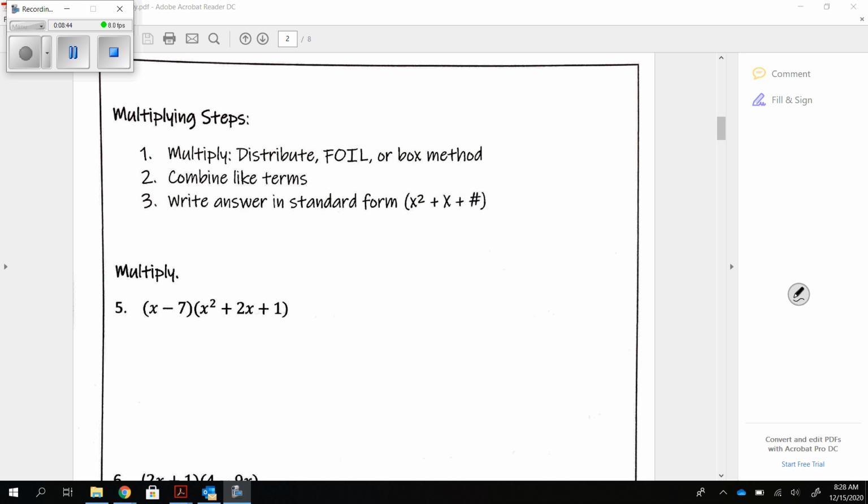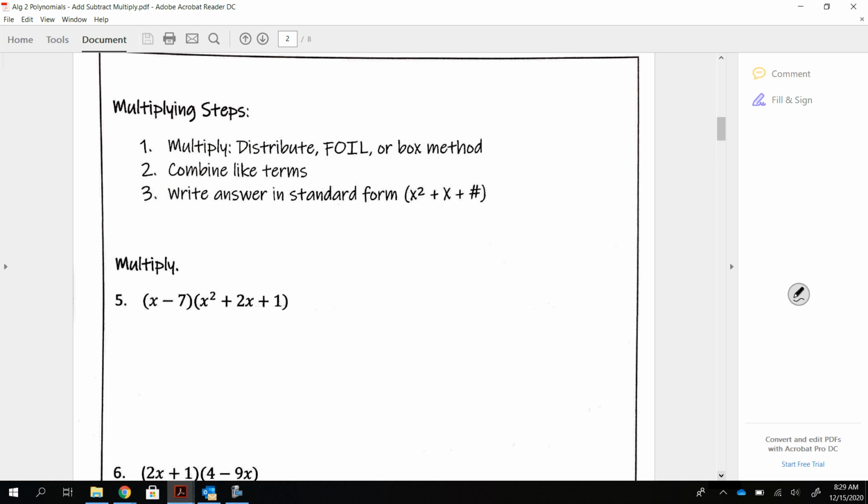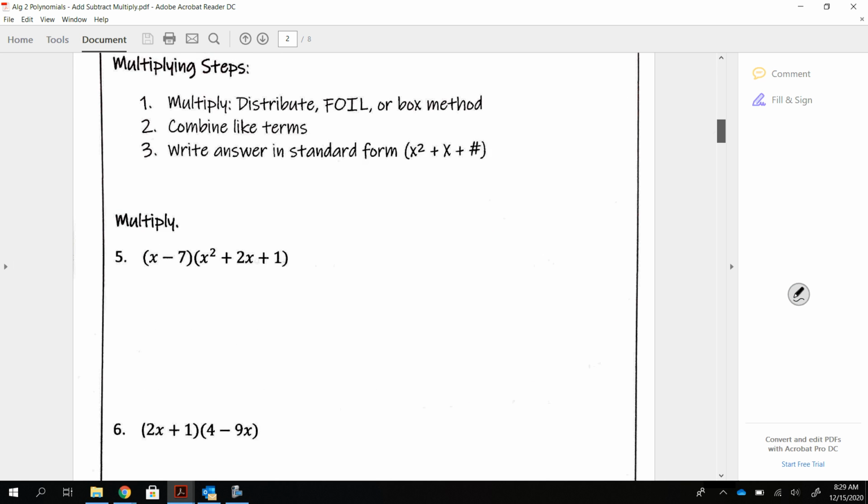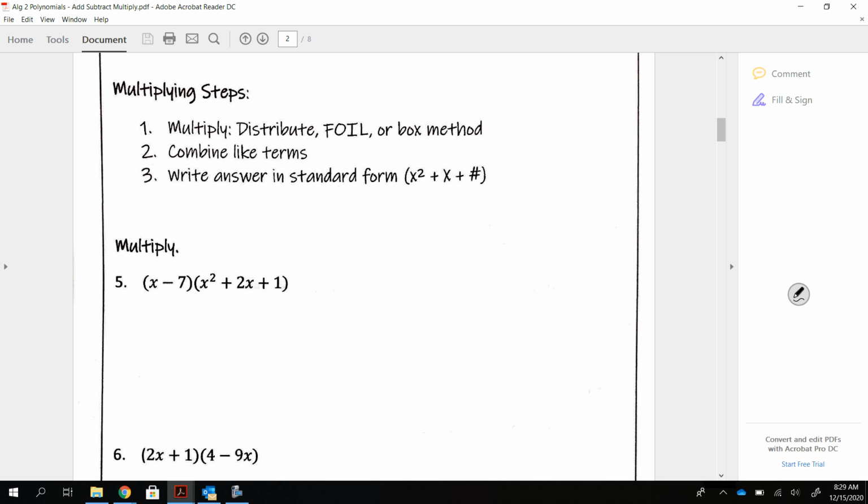Okay, then step 2, combine like terms. Then step 3, write your answer in standard form. Standard form basically means the highest coefficient first, all the way to the number. Okay, so again, like I said, I'm going to do it one way, but if you would like to see the other way, let me know. Okay, so all we're going to do is do the distribution method. I think this is easiest.